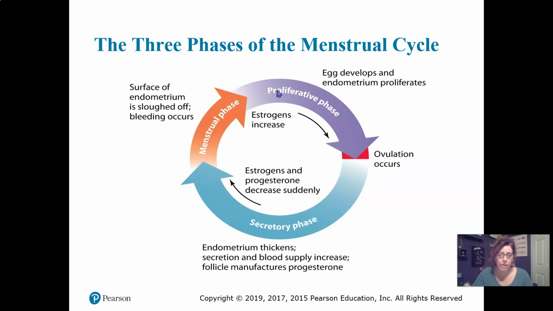So the proliferative phase happens right after menstruation occurs, and this is where the hypothalamus senses the low blood levels of estrogen and progesterone, and it starts to increase the secretion of gonadotropins, which triggers the pituitary gland to release their hormones. Here, this little red spot is the time when ovulation can occur, or when ovulation does occur.